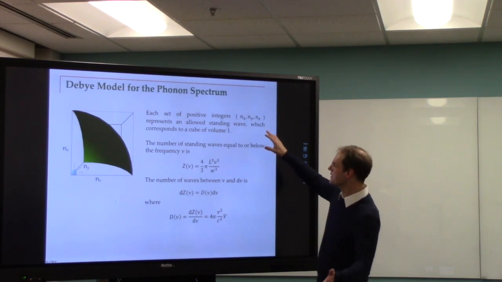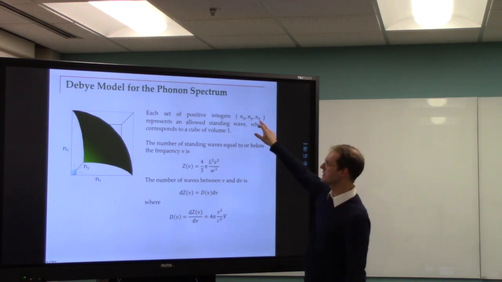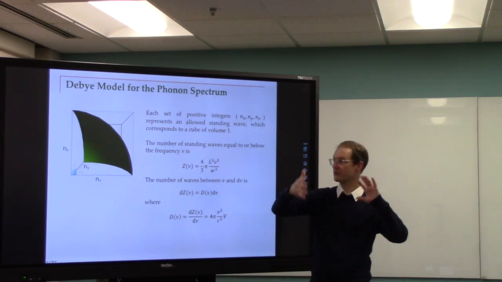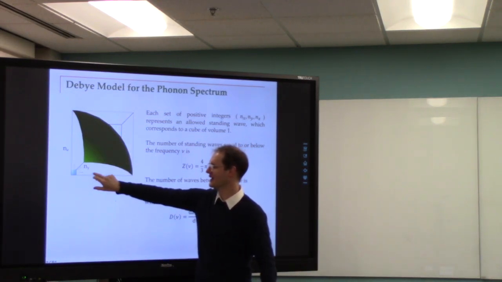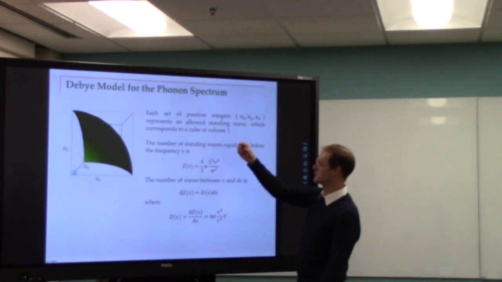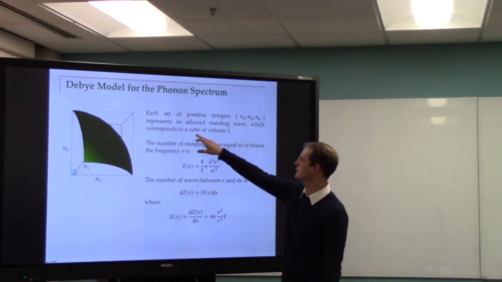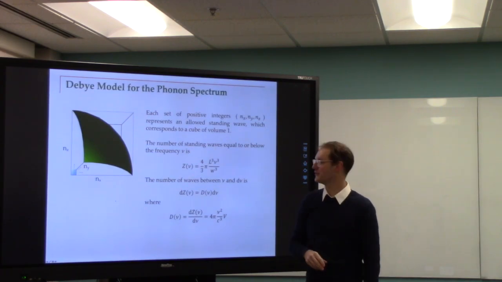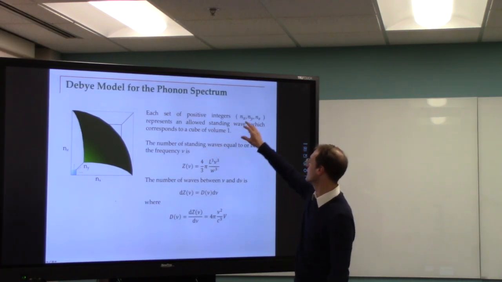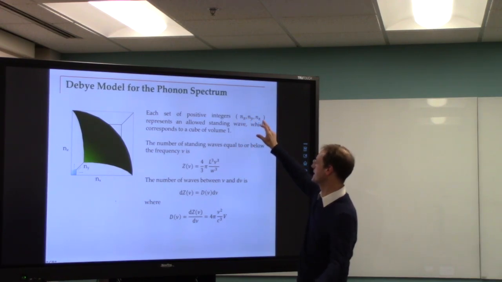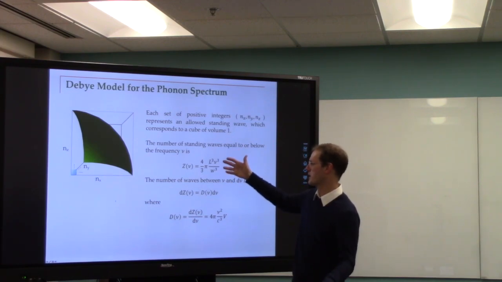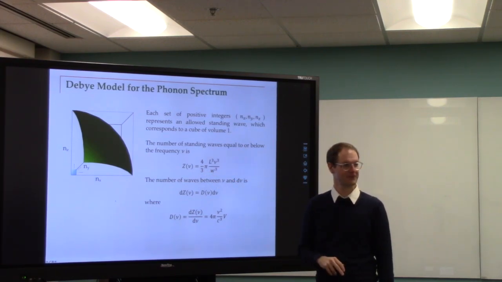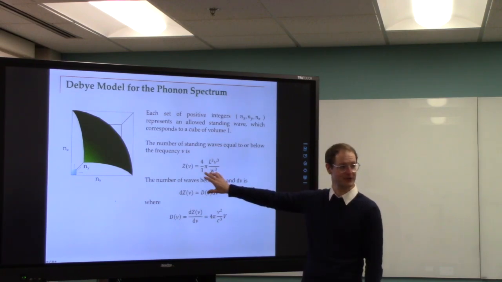And so each set of positive integers, nx, ny, and nz, would represent some allowed standing wave in 3 dimensions, which in this picture where you have this sphere in nx, ny, and nz space, each vibration would correspond to a cube of volume 1. And so if you add up the total number of states with quantum numbers nx, ny, and nz that you could have equal to or below some frequency nu, that would just be approximately equal to the volume of the sphere. So this is the total number of states, this volume of the sphere.